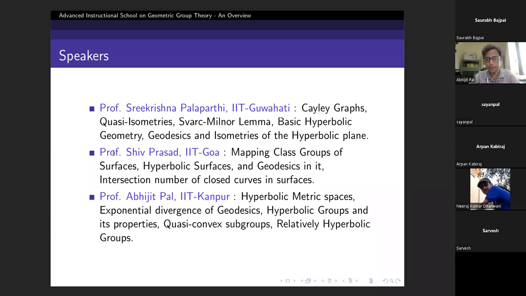And I'll be dealing with hyperbolic metric spaces. In hyperbolic metric spaces, geodesics diverge exponentially, and that part I'll be proving. I'll also introduce hyperbolic groups and some of their algorithmic properties. I'll also talk about quasi-convex subgroups, if time permits. Then I'll go to relatively hyperbolic groups.